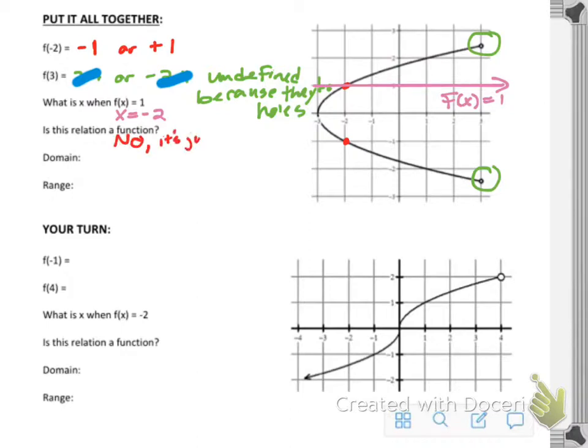And then is it a function? No. Vertical line test fails. 2 outputs for 1 input in many cases. Domain, the lowest x was -3, the highest x looked like 3. Then we have to decide, I highlighted that left parenthesis there because does it include it? Like, does it actually touch -3? Does it actually touch positive? Did I say 4? It's 3 in there.